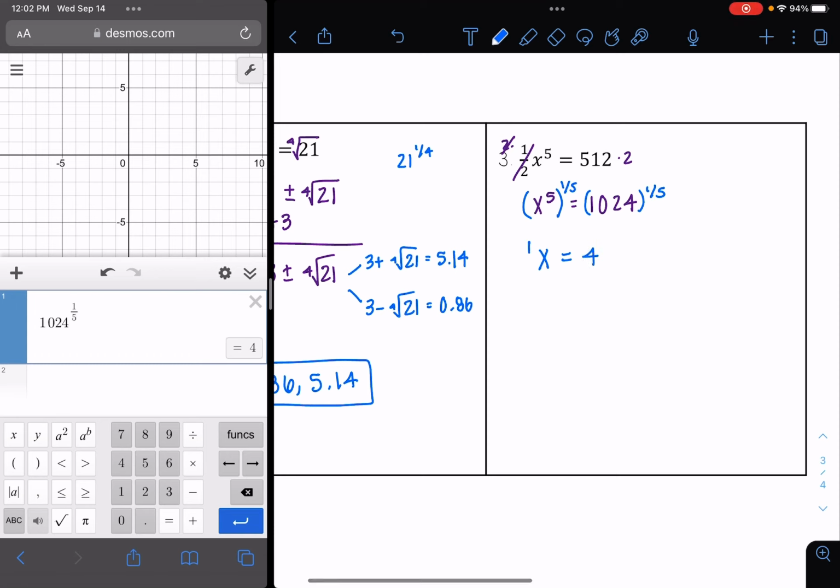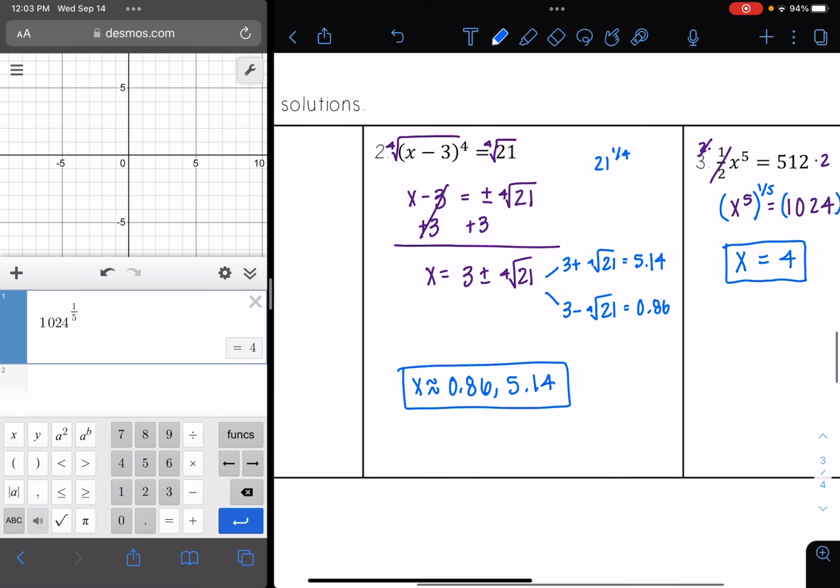Here I don't have a plus or minus 4 because my index is odd, and 5 is odd, so I just have my one answer. I had two answers for number 2 because my index 4 was even.